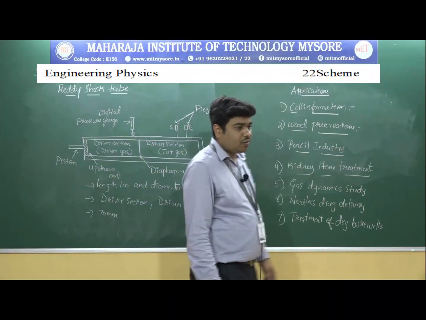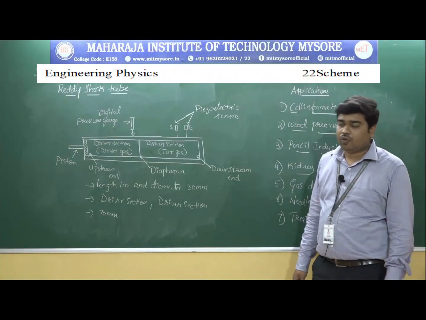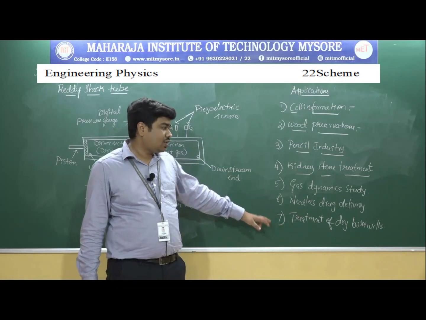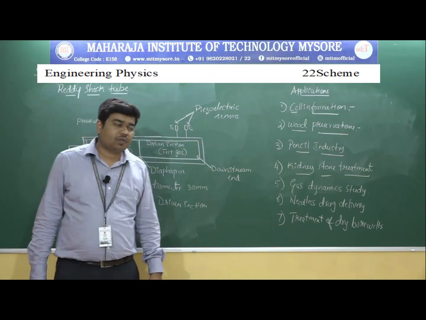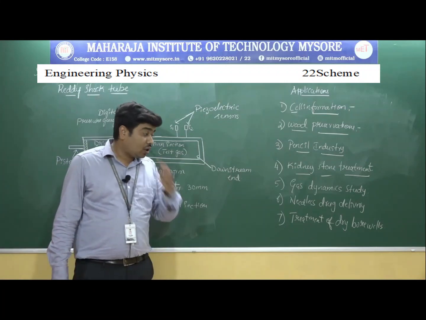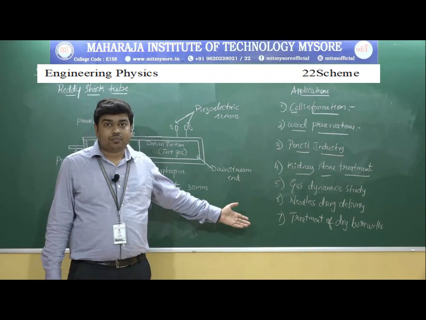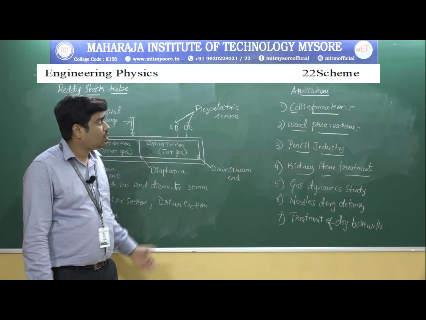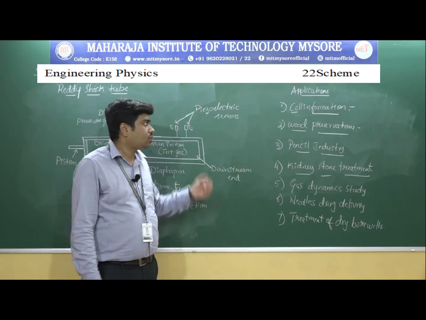Now, seventh one is treatment of the dry borewells. The borewells usually will be dry because of some kind of blockage of the water source. Using a shock tube, the shock waves can be sent inside the dry borewells, and any blockage can be removed because of the strength of the shock wave. Once the blockage is removed, the source of the water can be brought back to the dry borewells. So, this is how the shock waves can be used for application purposes.